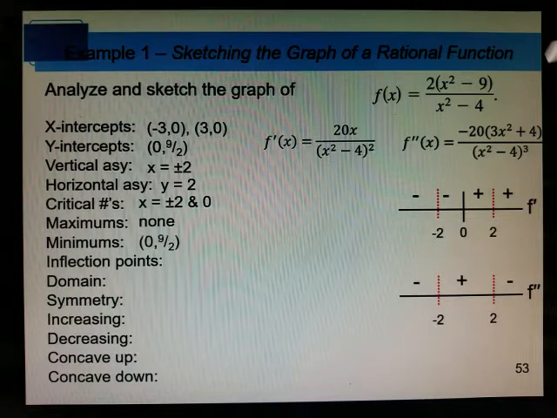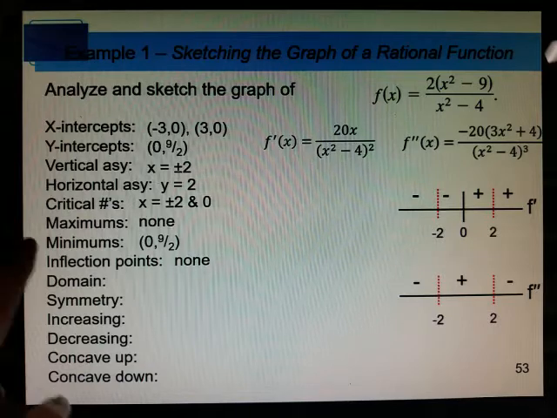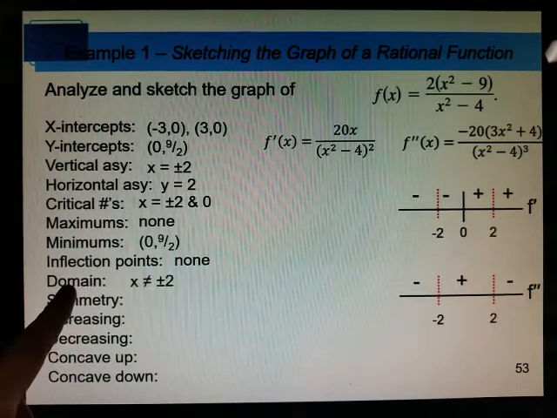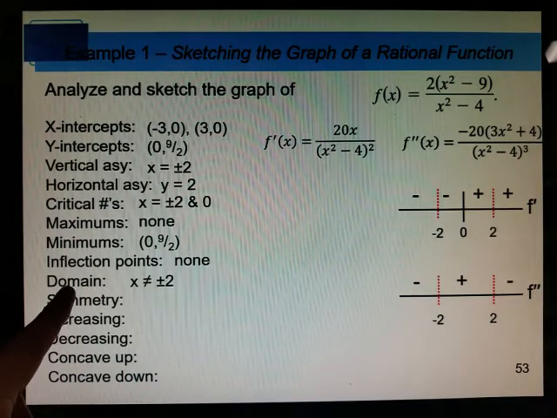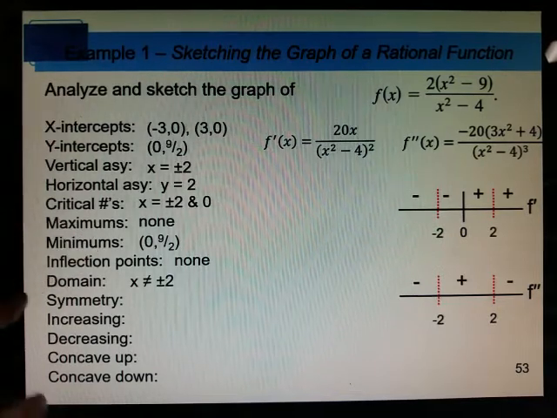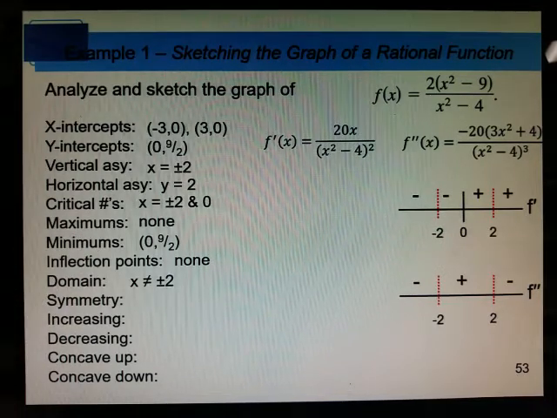So there were no maximums. We had a minimum at x equals 0. We had no inflections. The domain, remember from the very beginning, x could not be 2 or negative 2. I hope on the test that I put domain first. I believe I did. It's easier if I do.